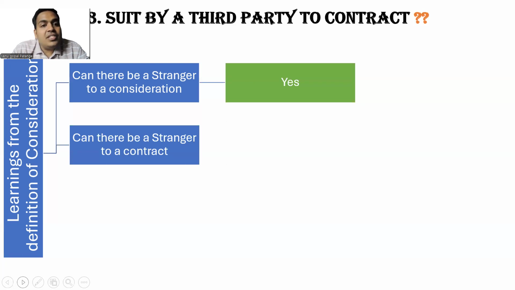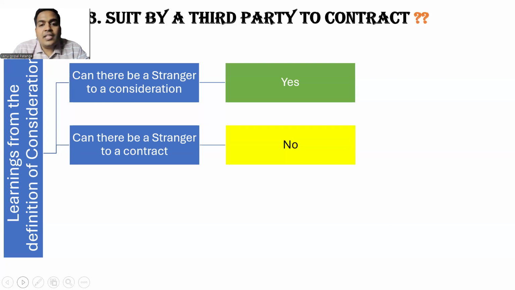But can there be a stranger to a contract? Contract means you need to have an agreement, you need to have enforceability. So can a stranger who is not involved in the contract, let us say in the classic example we are taking, A and B, can M and N, who are strangers to the contract, go and file a case in court for justice, for some benefit? The answer is no. In general, it is no.